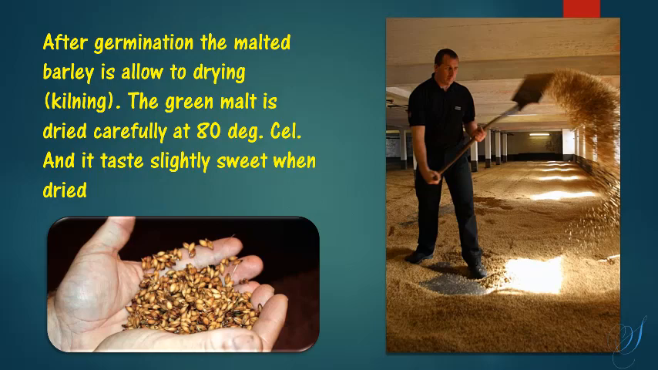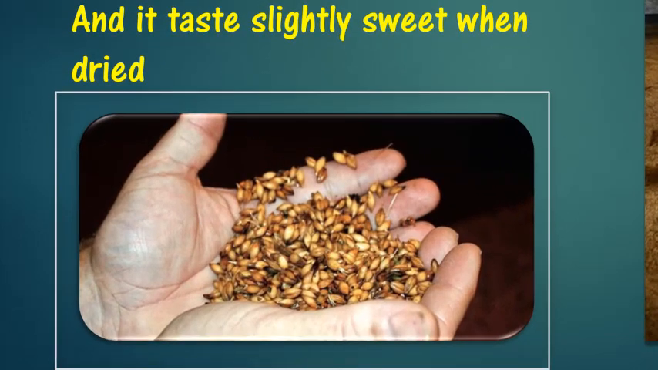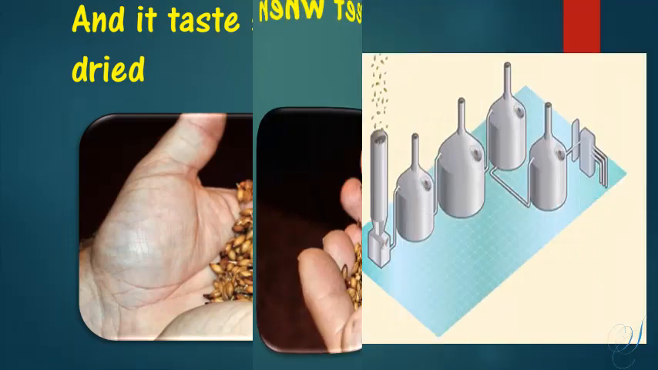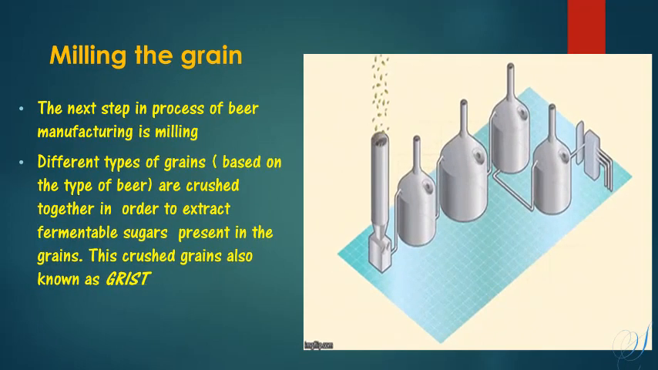The next step is roasting. It is an optional process and it is not for all beers. Some beer manufacturers produce dark beers. For that, they roast the malted barley to get the desired color. The next process is milling, which means crushing the dried malted grain into powder form. This powder form of malted barley is called grist.